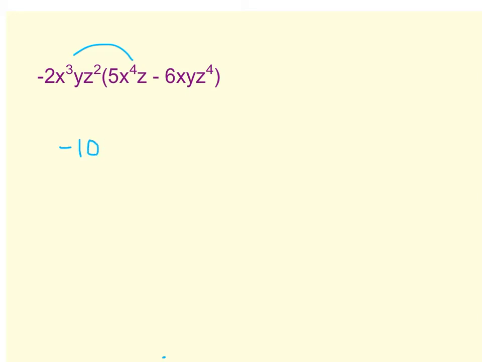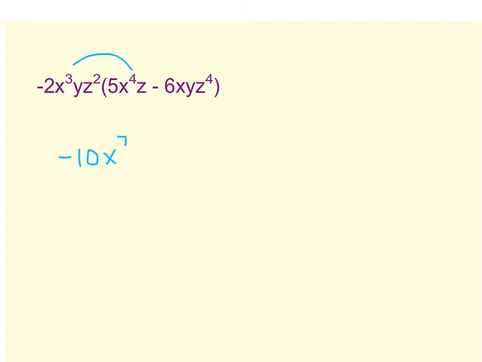Then you can multiply the x's. You have x cubed times x to the fourth. Because you're multiplying two of the same base, you keep your base of x and add your exponents. You're going to get x to the seventh. Next you multiply your y's. This one has a y, but there's no y over here, so that y is just going to stay the same. And then we multiply our z's. You have z squared times a z to the first power. When you add those exponents, you're going to get z cubed. So that's the first term of our answer.